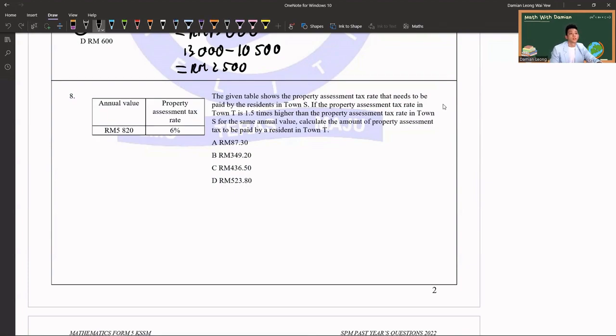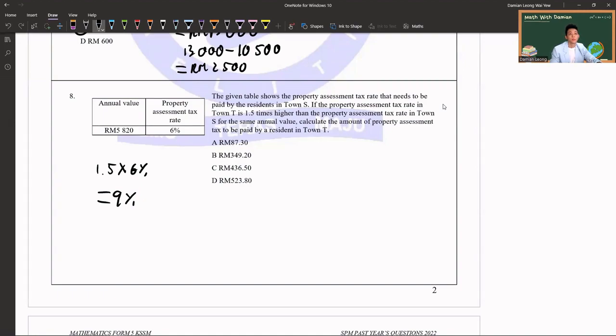Right? So this is the property assessment tax in town S and the annual value in town S. We just know the difference is in the property assessment tax rate and they have the same annual value. So 1.5 times higher means 1.5 times the 6%. I get 9%.